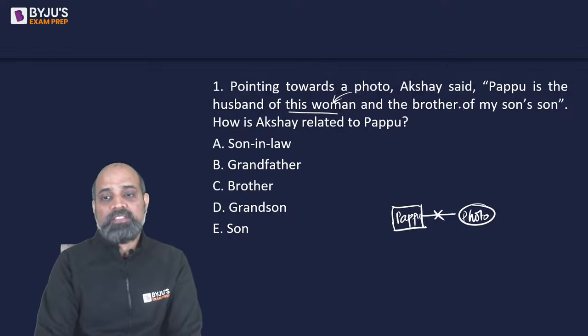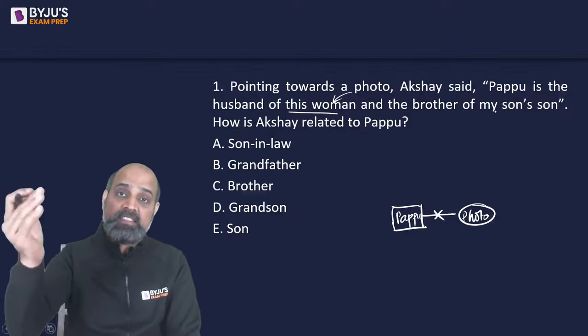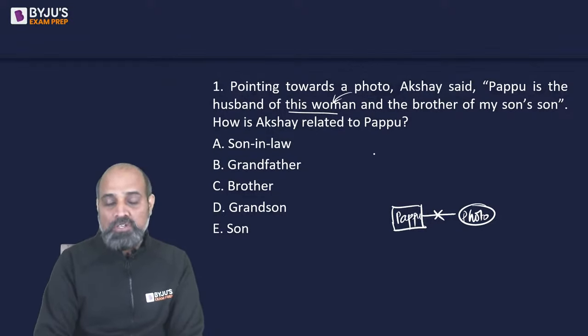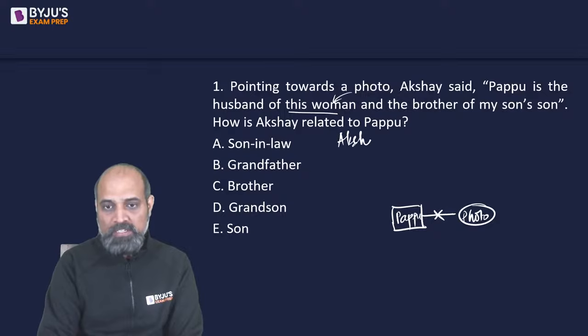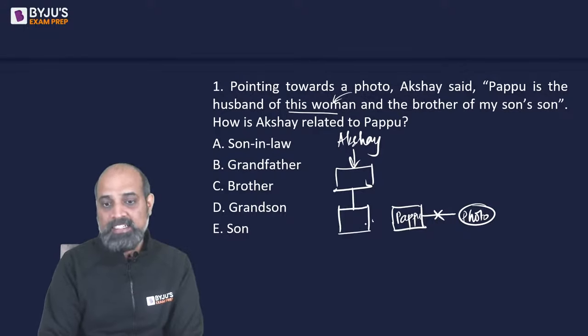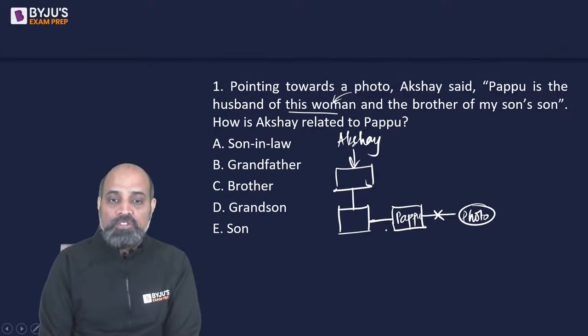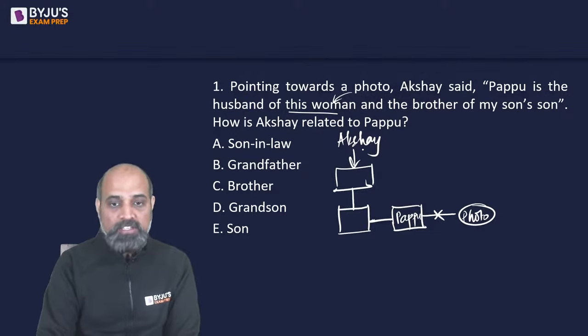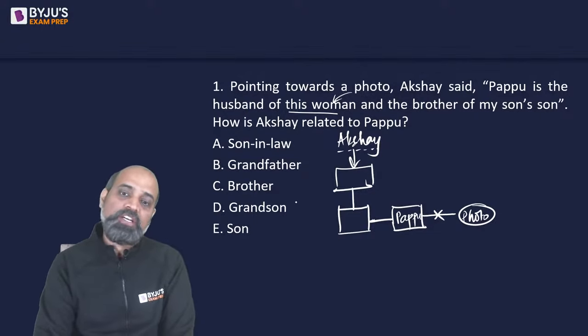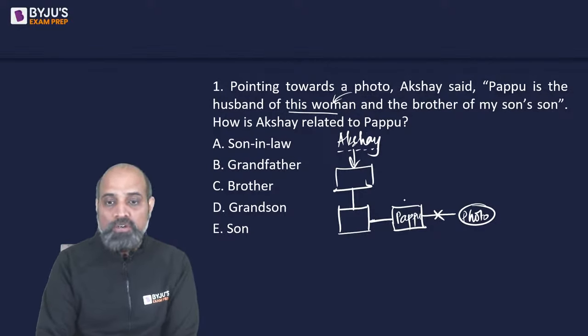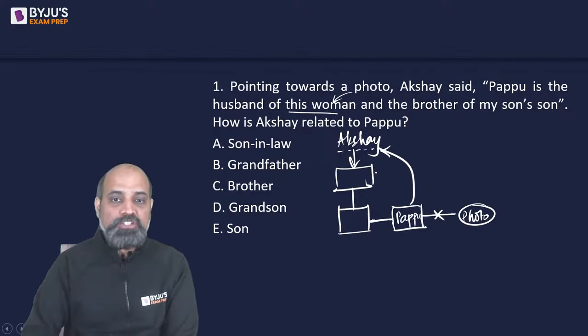And Pappu is the brother of my son's son. Akshay has a son, and that son has a son, and that son has a brother who is Pappu, right? So we don't know the gender of Akshay. So the question is, how is Akshay related to Pappu? As in, Pappu is going to call Akshay by which relationship?